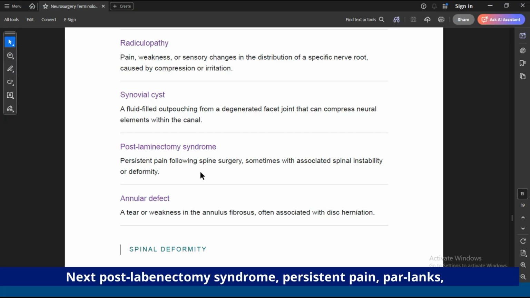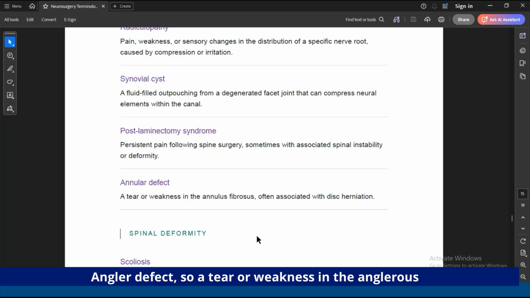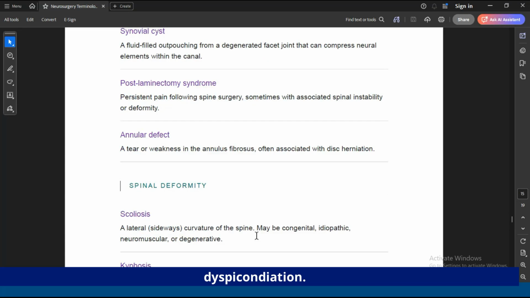Next, post-laminectomy syndrome. Persistent pain following spine surgery, sometimes with associated spinal instability or deformity. Annular defect. So, a tear or weakness in the annulus fibrosus, often associated with disc herniation. Okay.